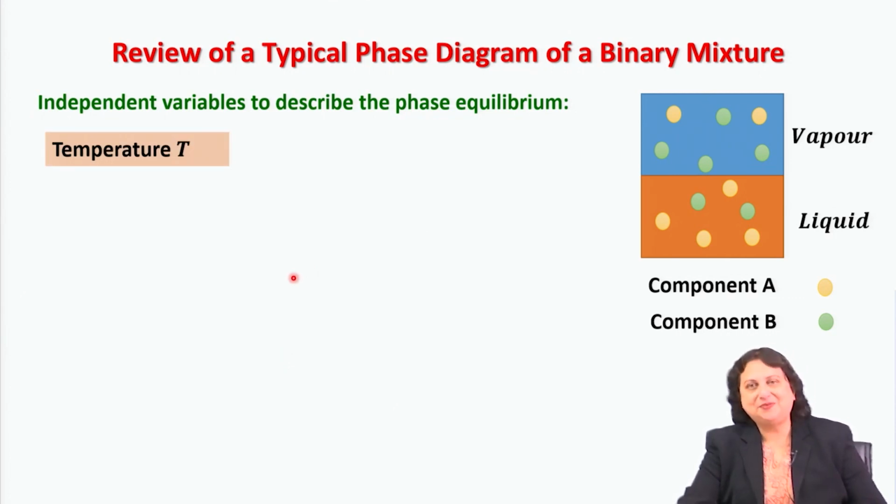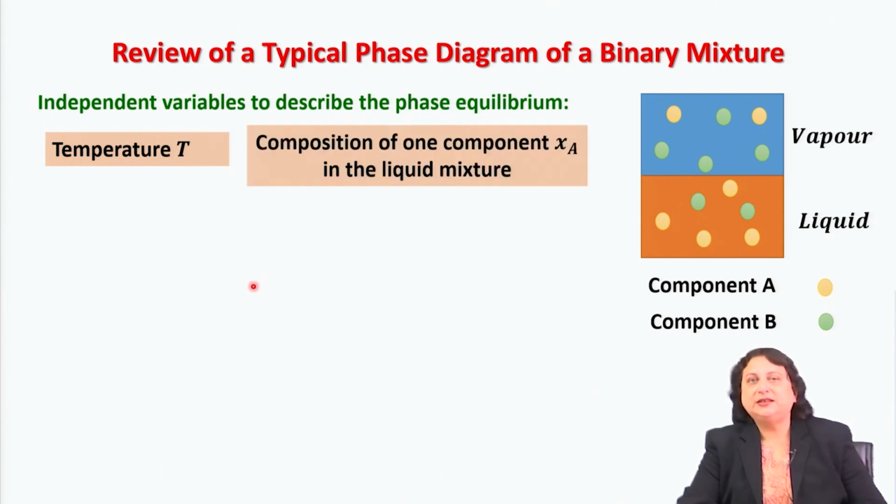We can fix the temperature in the laboratory very easily by using a thermostat. What would be the second one? A very convenient choice is the composition of the liquid mixture. Now, how many variables do I require to describe the composition of the liquid mixture? I would say only one, and that is because, as you understand, the liquid mixture will be characterized by the mole fraction of the component that I have chosen to describe its composition.